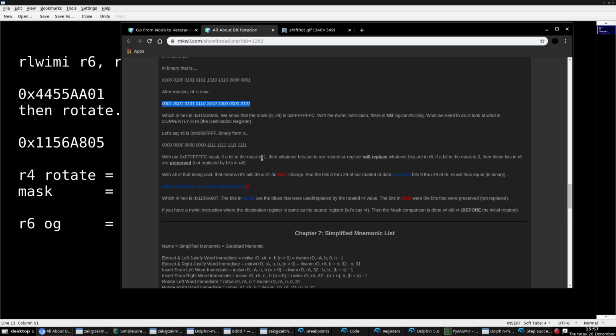If a bit in the mask is 1, then whatever bits are in our rotated R4 register, this is after rotation, will replace the corresponding bits in R6. If a bit in the mask is 0, then those bits in R6 are unaffected. They're preserved. They are not replaced by the bits in rotated R4.